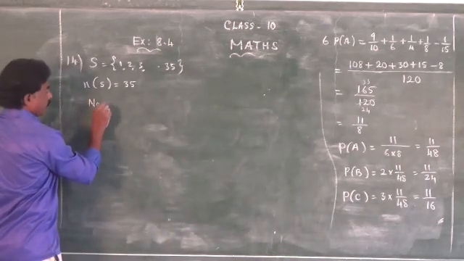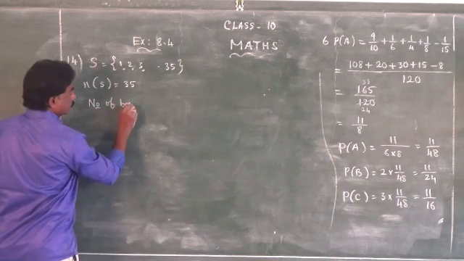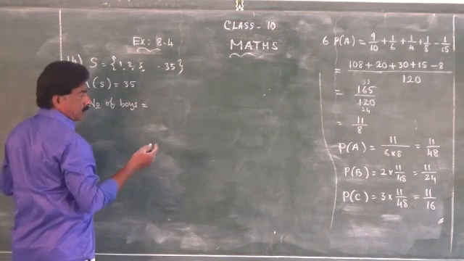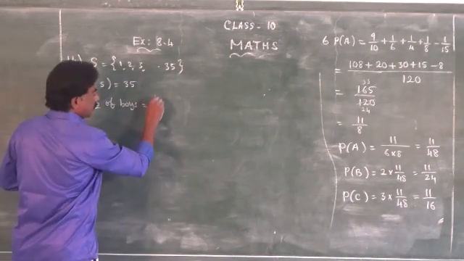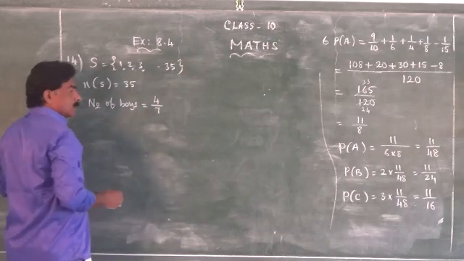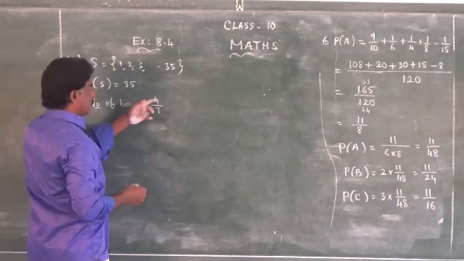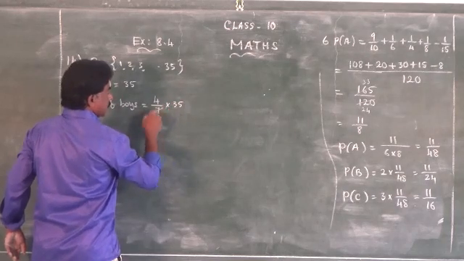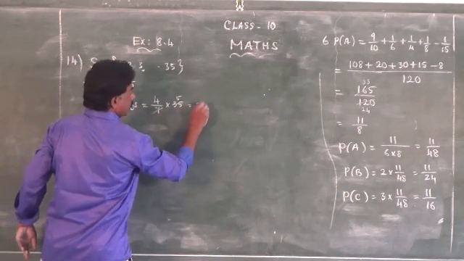So number of boys: 4:3 means 4 out of 7. Total ratio is 7, so 4/7. So out of 7 students, 4 are boys. How many students are there? 35. So when you cancel by 5 times, there are 20 boys.